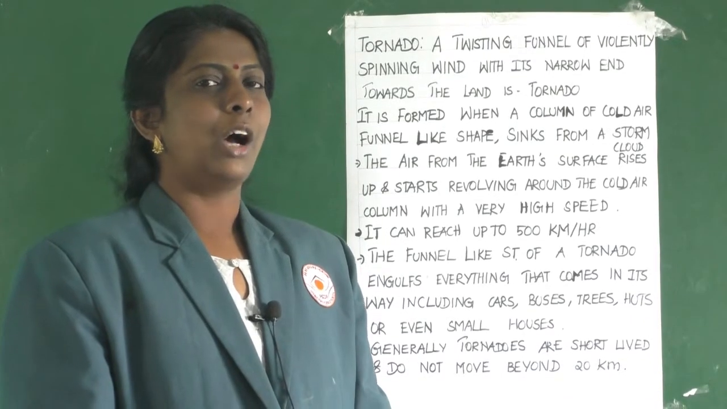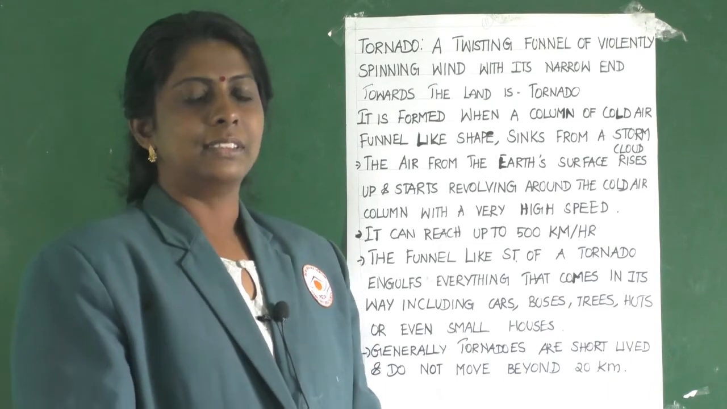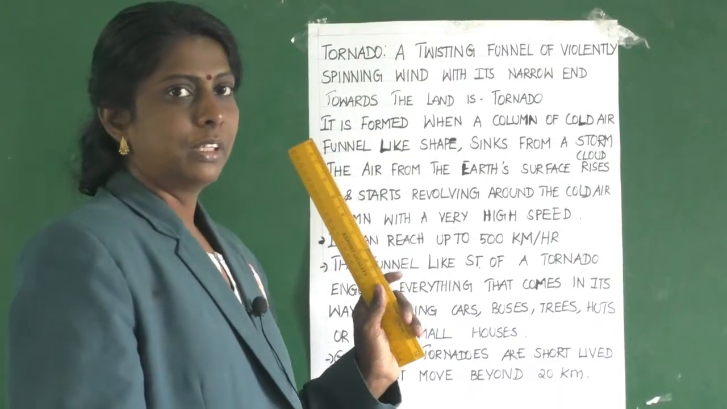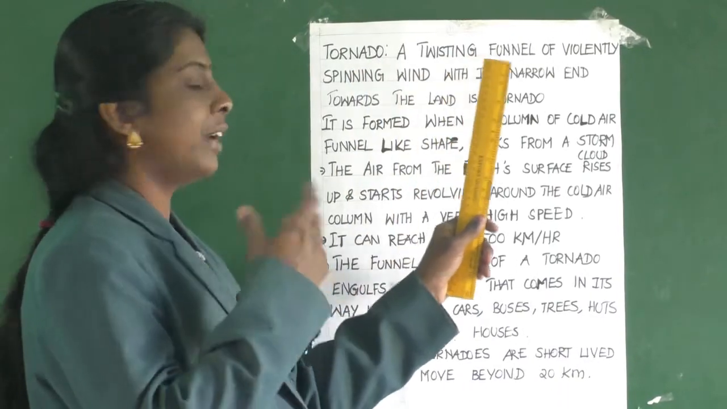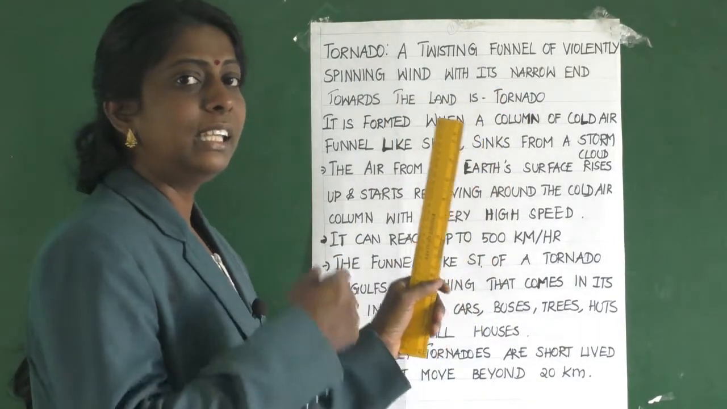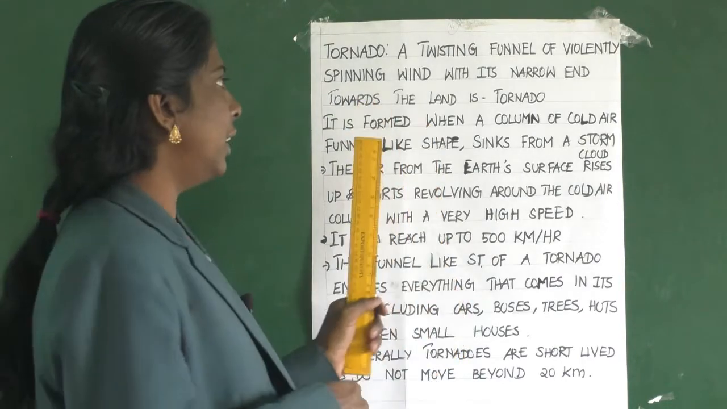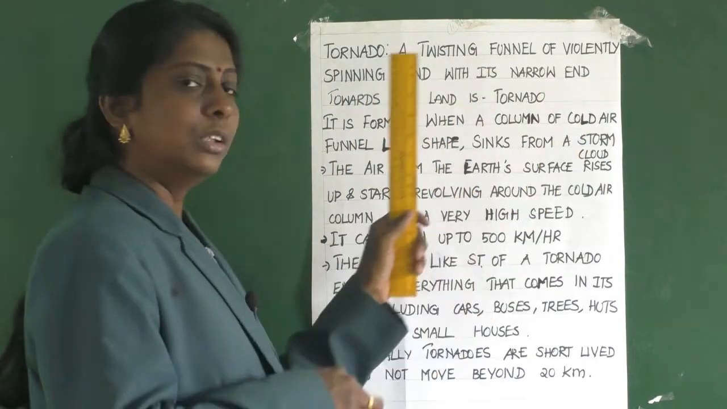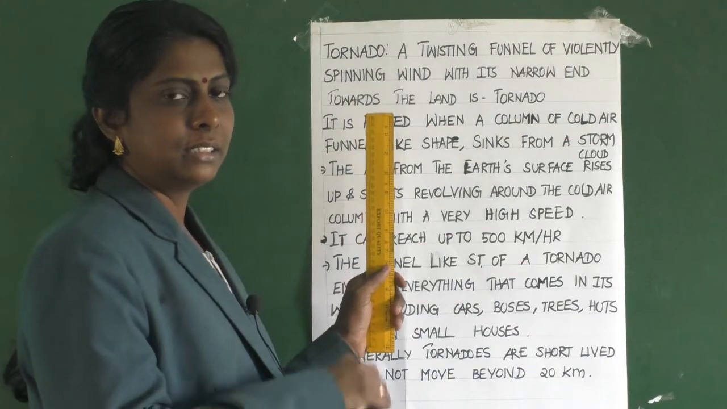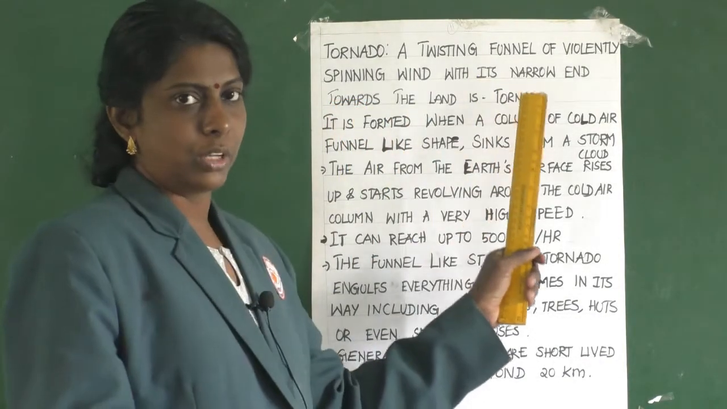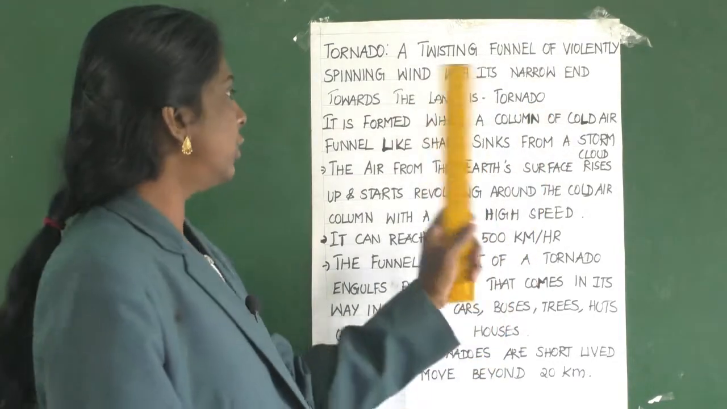Yes children, now the last part of the chapter, that is tornado. So what do you mean by tornado? It's a twisting funnel of violently spinning wind with its narrow end towards the land. That is called a tornado.